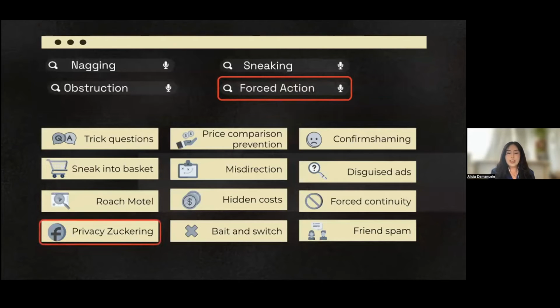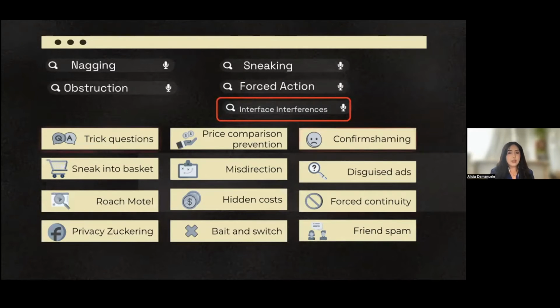Fourthly, we have forced action, which is any situation where users are required to perform a specific action to access or continue to access specific functionalities. Named after Facebook's CEO, privacy zuckering here refers to tricking users into sharing more information about themselves than they would intend to or would agree to.